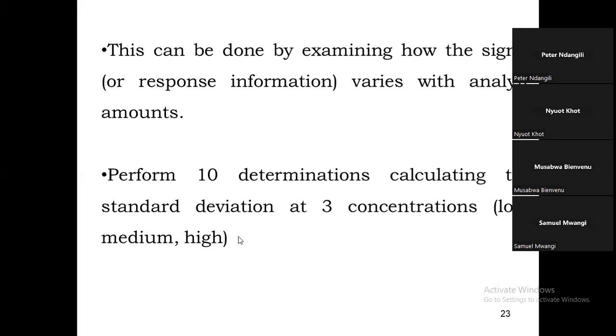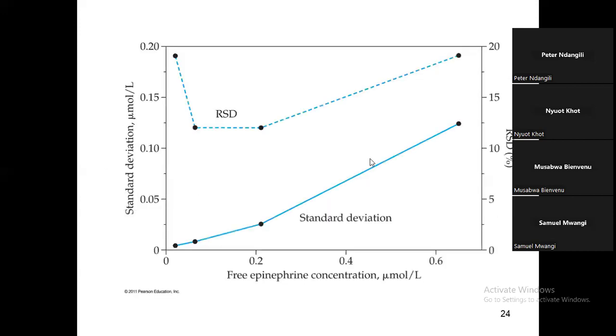Normally, we carry out many measurements, perform 10 measurements, and calculate the standard deviation at 3 concentrations. These concentrations are at low concentrations, at medium concentration, and at high concentrations. Then you can calculate the standard deviation as well as the relative standard deviation at those 3 regions.